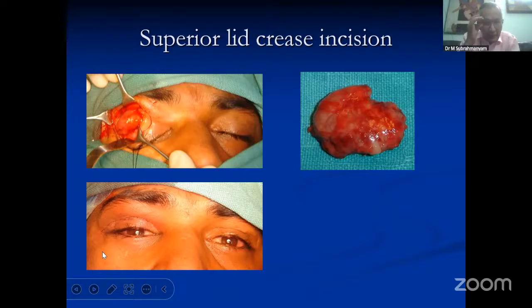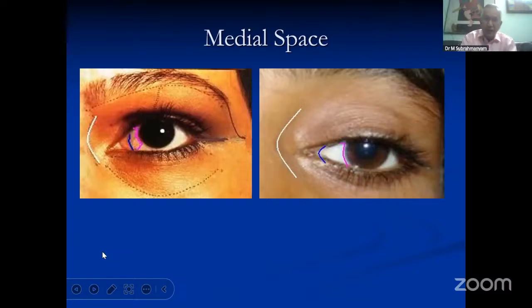Even a temporal dermoid can be removed with a superior lid crease incision rather than an incision straight on the dermoid on the temporal side. We can remove it without leaving any visible scar. I don't do the Berke-Smith technique, that's why I am not showing that. I don't like the Berke-Smith because of the vertical scar.